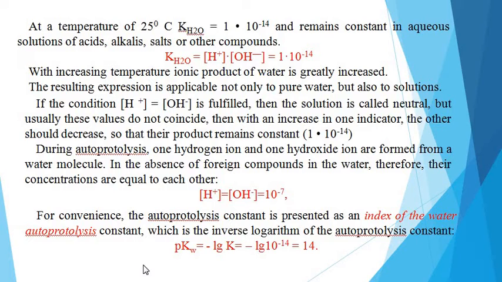During autoprotolysis, one hydrogen ion and one hydroxide ion are formed from a water molecule. In the absence of foreign compounds in the water, therefore, their concentrations are equal to each other. For convenience, the autoprotolysis constant is represented as an index of water autoprotolysis constant, which is the negative logarithm of the autoprotolysis constant. It's equal to 14.